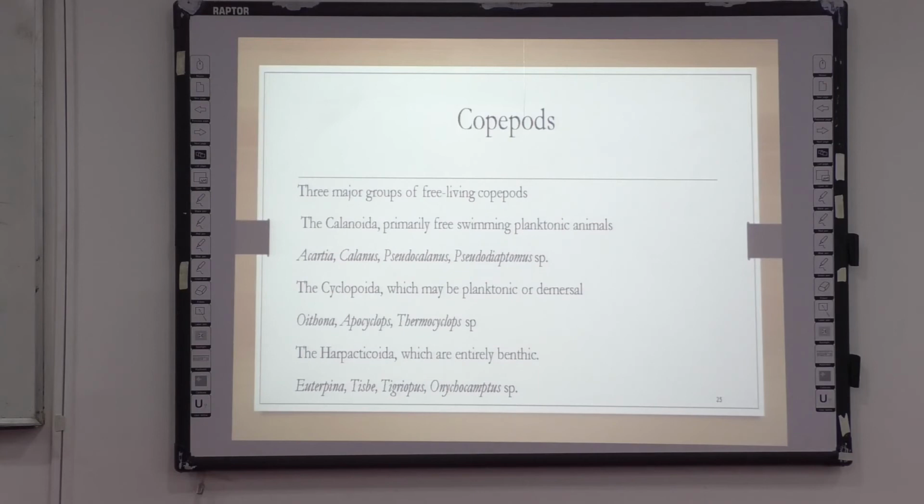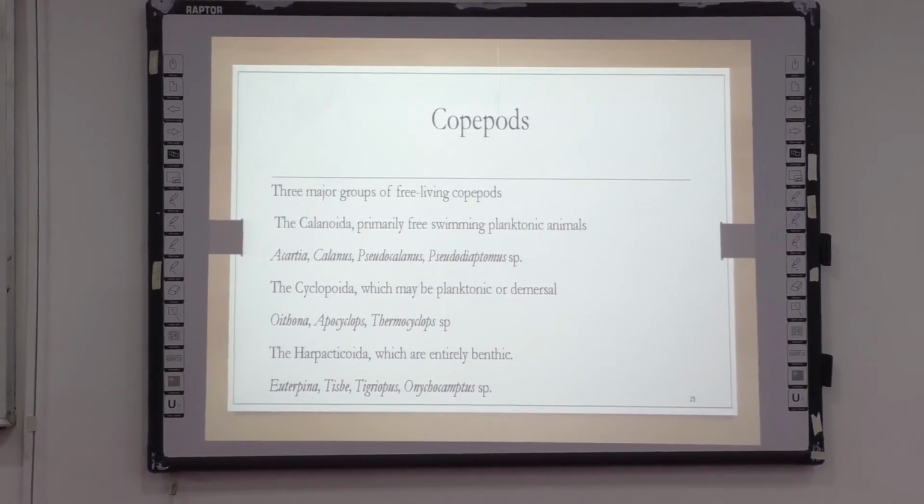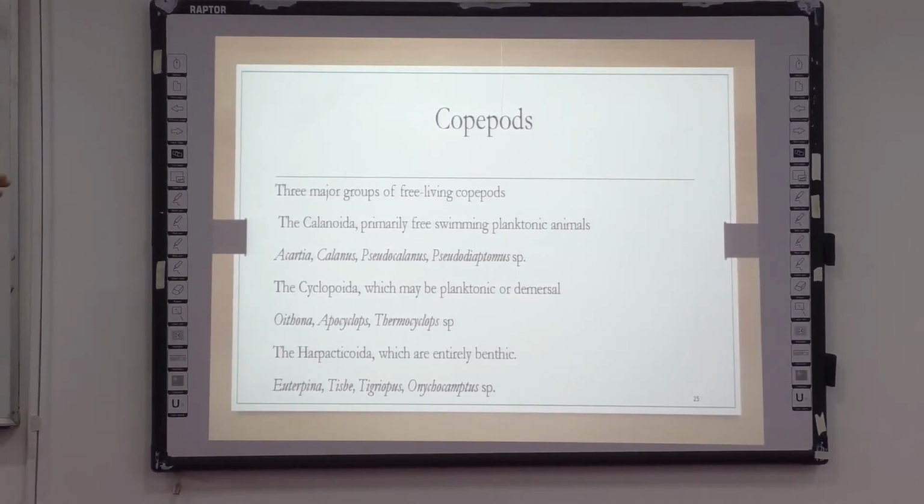Now you could find here that calanoids are mostly pelagic in habit, while cyclopoids live in the column of the water, whereas the harpacticoids are mostly benthic. So this group offers themselves as a feed for the fish larvae which are pelagic or which are column dwelling or benthic.